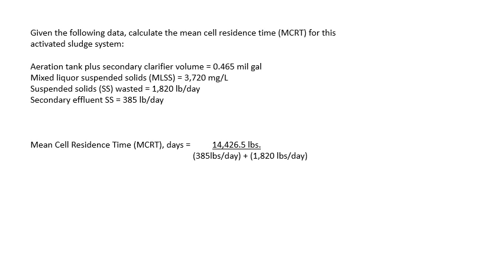So 14,426.5 pounds divided by 385 pounds per day plus 1,820 pounds per day. So you add those together and you get 2,205 pounds per day. So 14,426.5 pounds divided by 2,205 pounds per day, and your answer is 6.54 days.